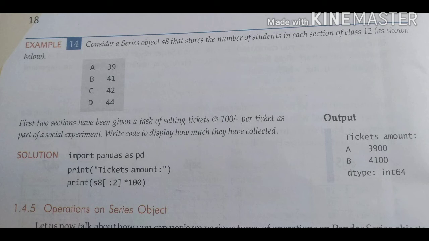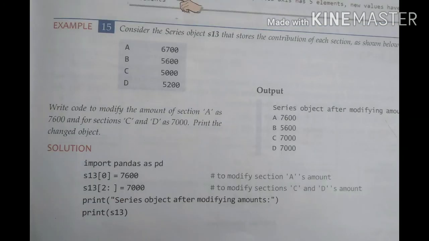Here the final position is given, so it will go from 0 to 2, but 2 will not be included. So at 0 position and 1 position the element will be multiplied by 100.